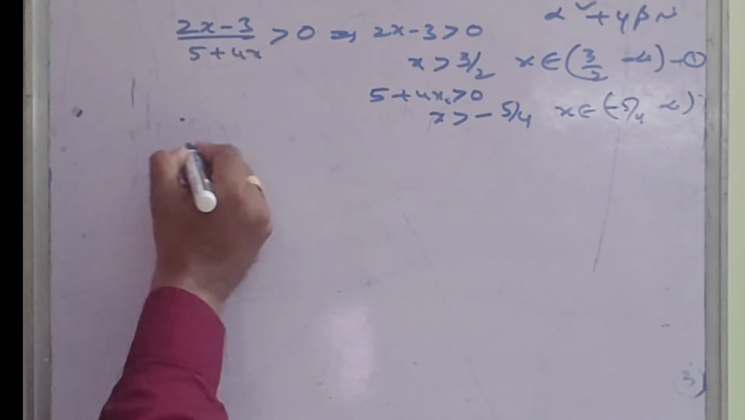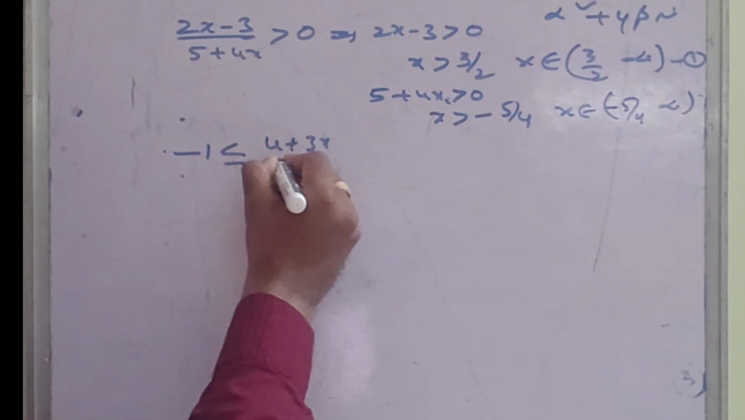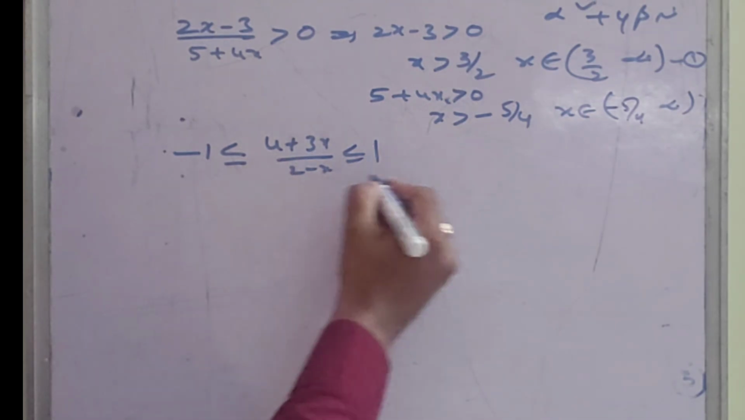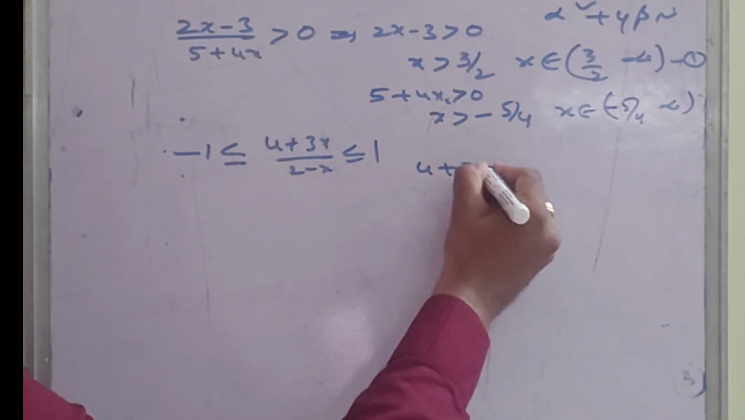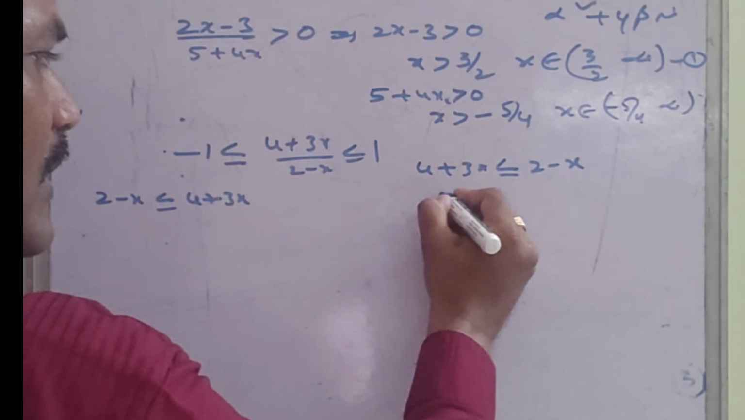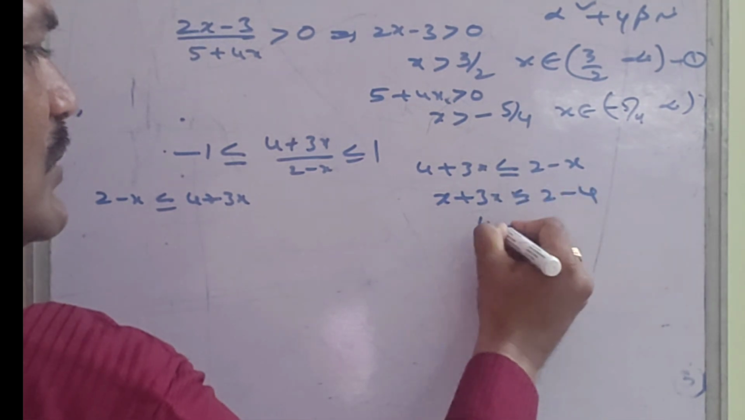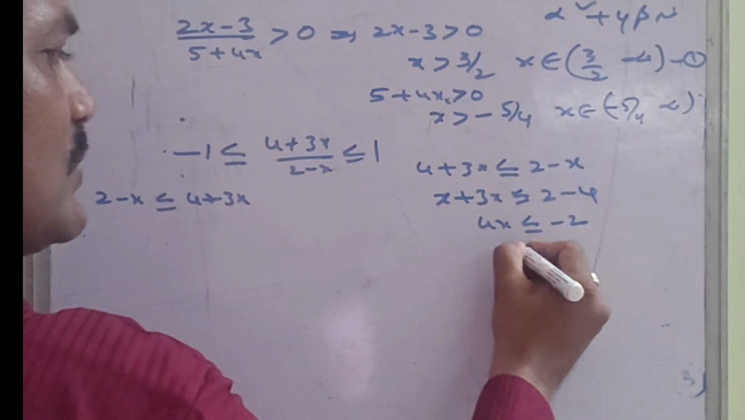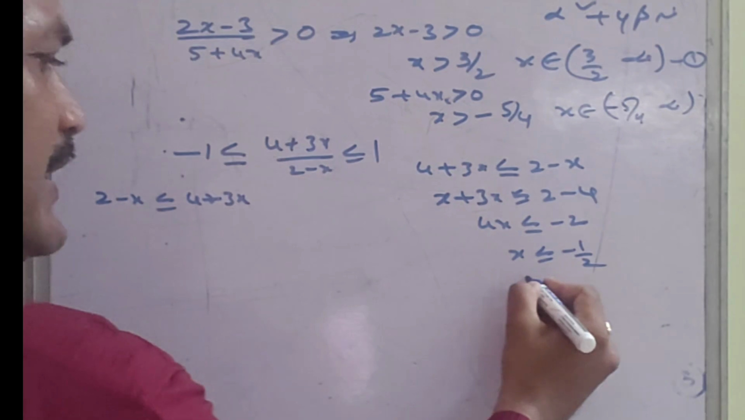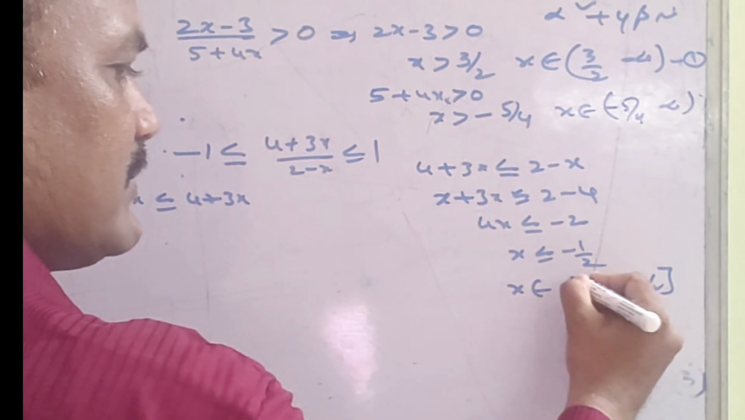Sine inverse function: the domain is minus 1 less than or equal to (4 plus 3x) by (2 minus x) less than or equal to 1. Case 1: 4 plus 3x is less than or equal to 2 minus x. So x plus 3x is less than or equal to 2 minus 4, so 4x is less than or equal to minus 2, x is less than or equal to minus 1 by 2. So x belongs to (minus infinity, minus 1 by 2].